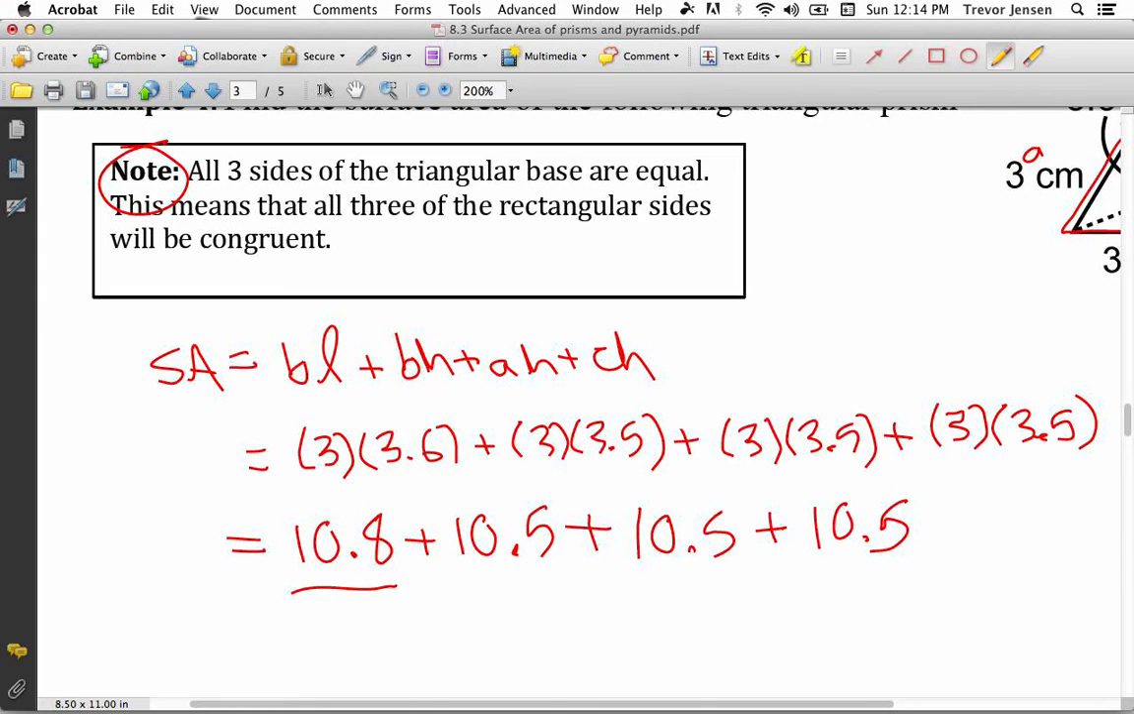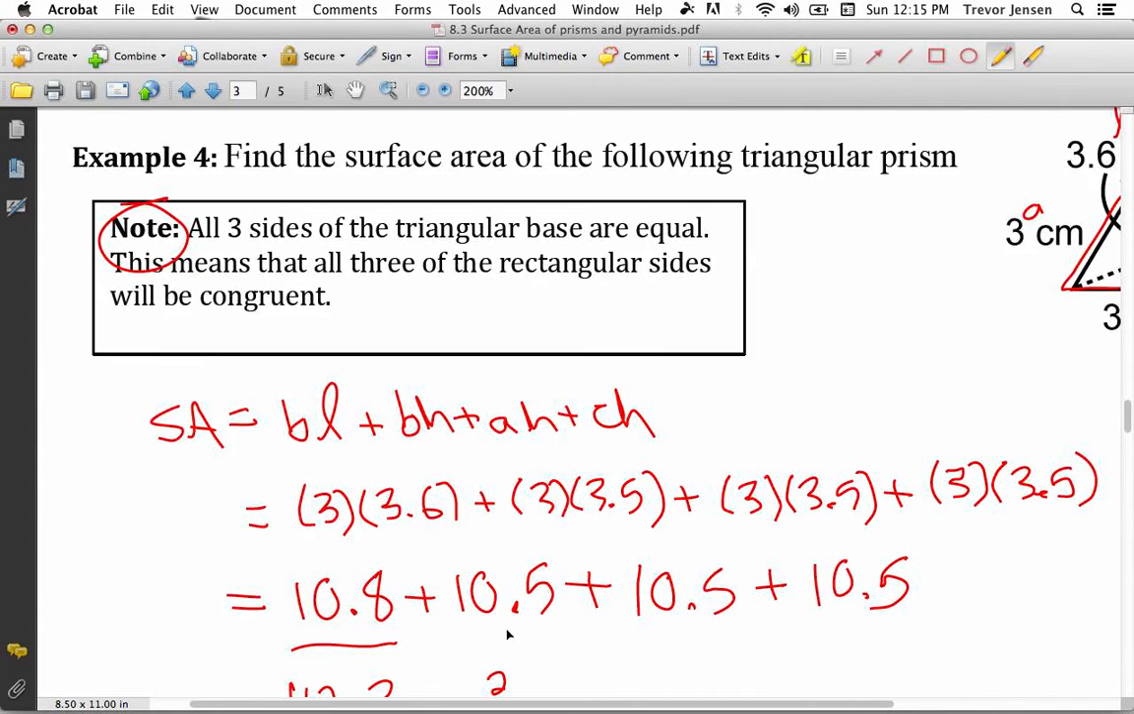Okay, let's add these together. 10.8 plus 10.5 plus 10.5 plus 10.5. I could have just done 3 times 10.5 if I wanted to. And I get 42.3. And what units am I in? I'm in centimeters, and it'll be centimeters squared. Okay.